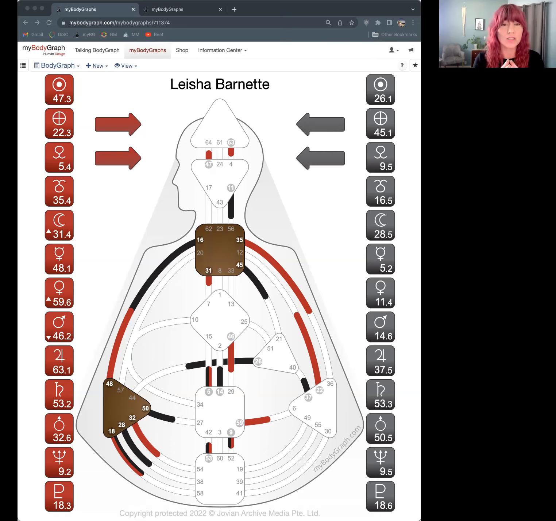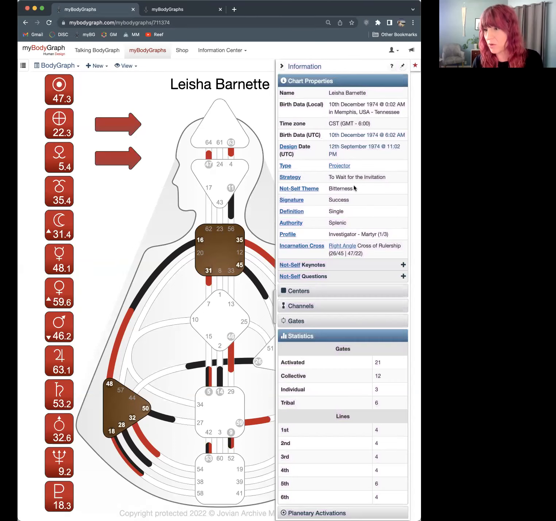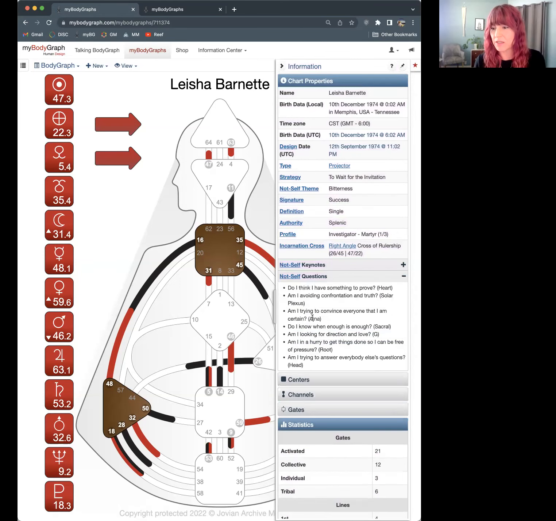And ultimately, strategy and authority is going to be the ultimate foundation, core, key, bottom line of everything always, is knowing your open centers and seeing your not self questions, right? Which you can see on the side here. Constantly seeing the not self questions, but also following your strategy and authority.